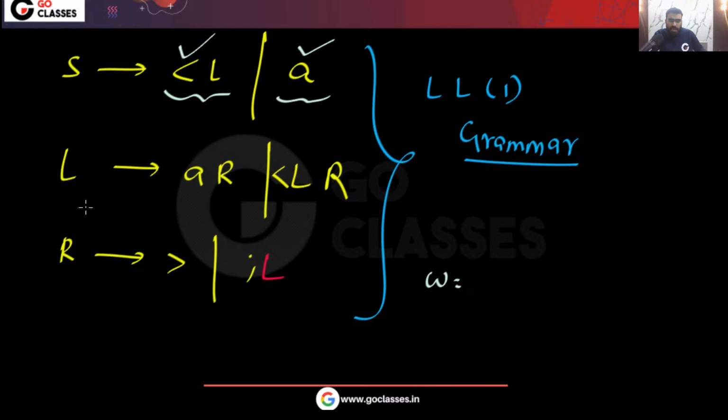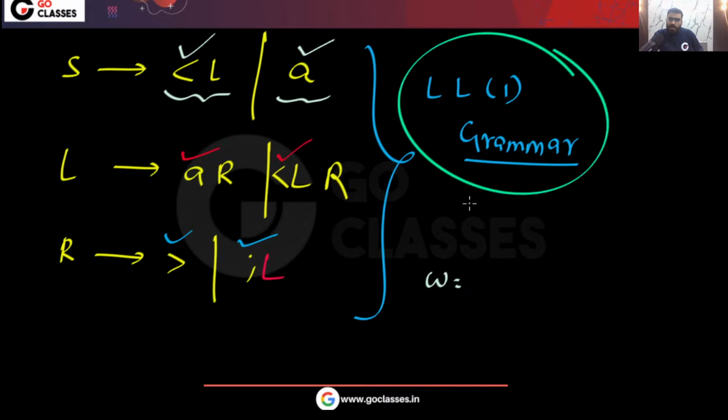Similarly, in L, if the next symbol is, let's assume A, then you will use this production. If the next symbol is less than, then you will use this production. Again, there is no ambiguity. Next, in R also the same thing. If the next symbol is this, you will use this production, and if it is this, you will use the other. So this grammar is actually an LL1 grammar. There is no ambiguity for any non-terminal about which production to choose.